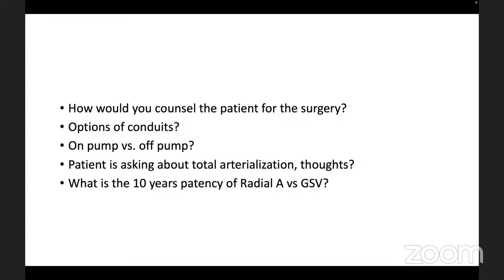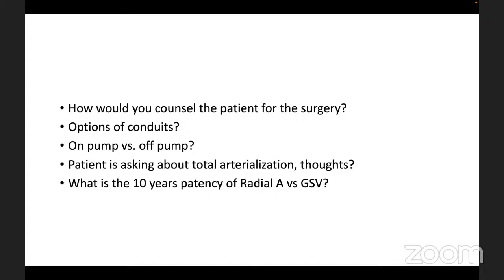70%. Which one? The radial artery would be more patent than the saphenous vein. What's the 10 years patency? The expected 10-year patency for radial artery? I remember. Do you recall any trial which compares radial versus saphenous vein? No, doctor, I really don't.